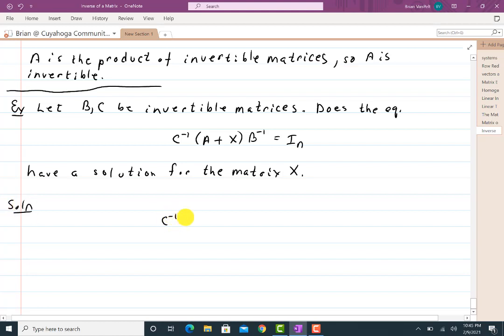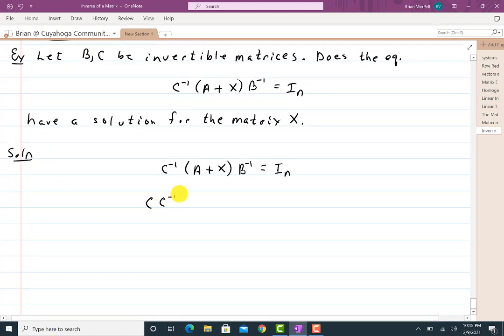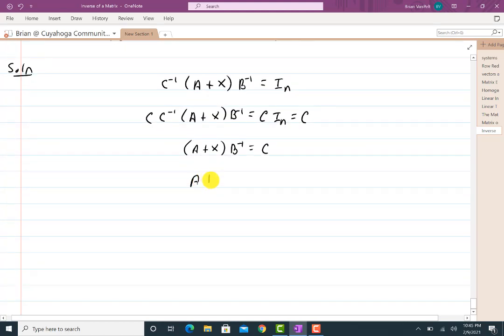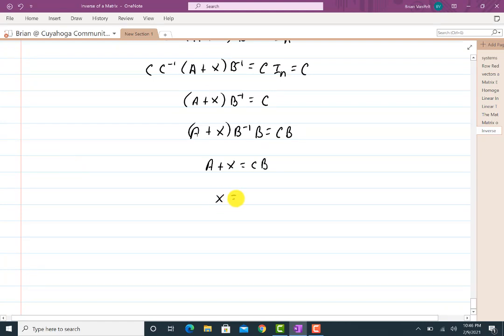Well, let me start with that equation again. First thing I'll do is multiply on the left by C. And so I have A plus X, B inverse equals C. I'll multiply then on the right by B. And then finally, if I want to figure out X, I'll subtract A. Notice though that the CB has got to be in that order in order for this to be a correct solution.